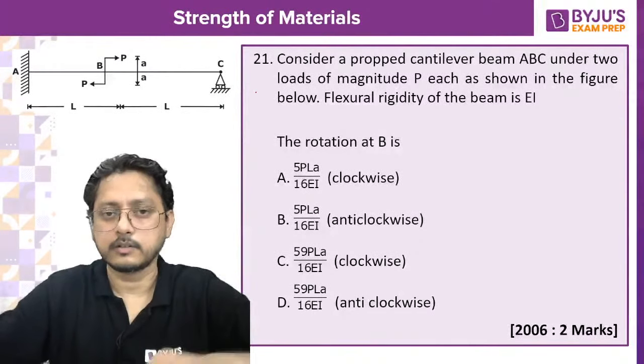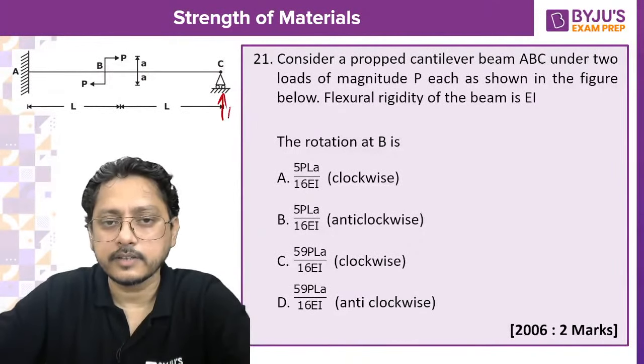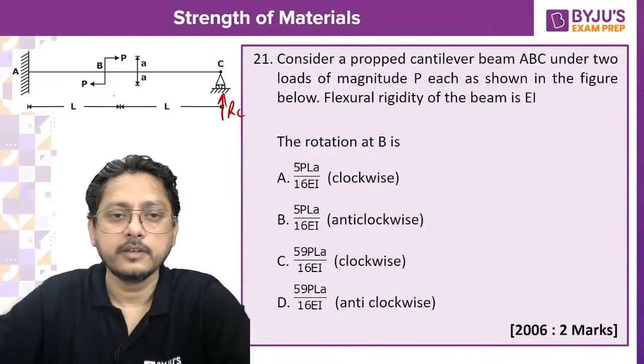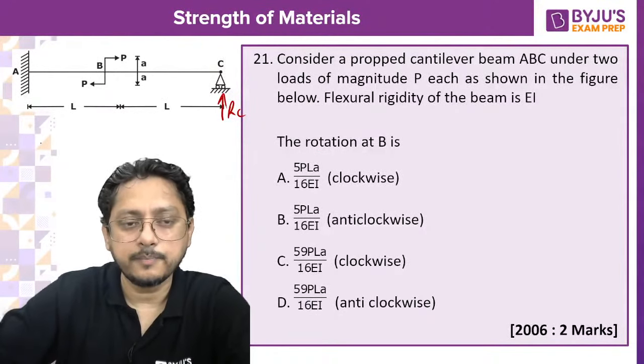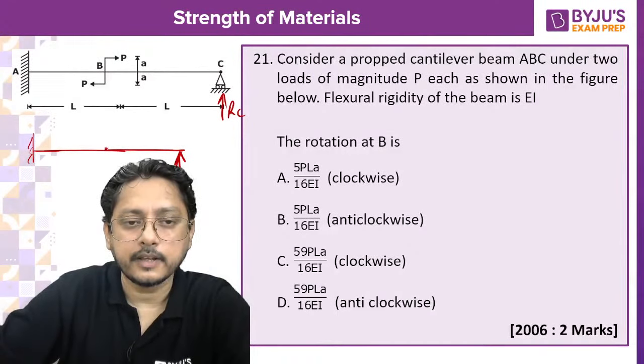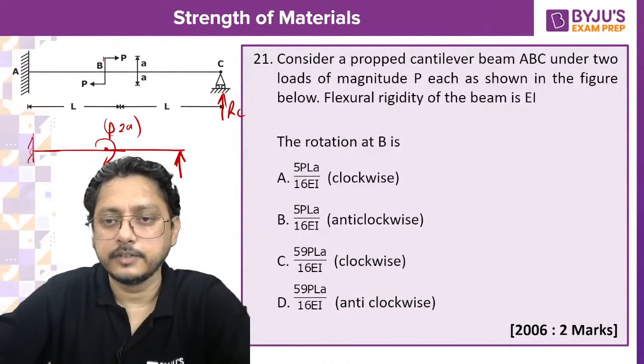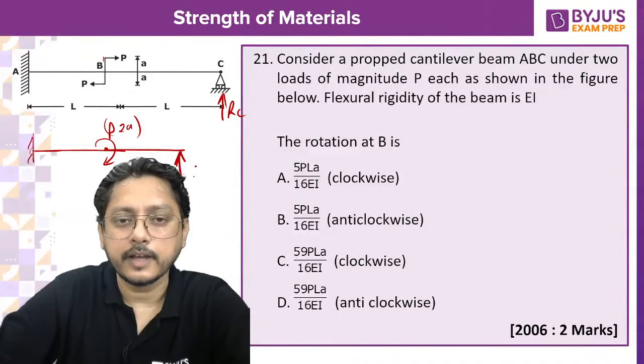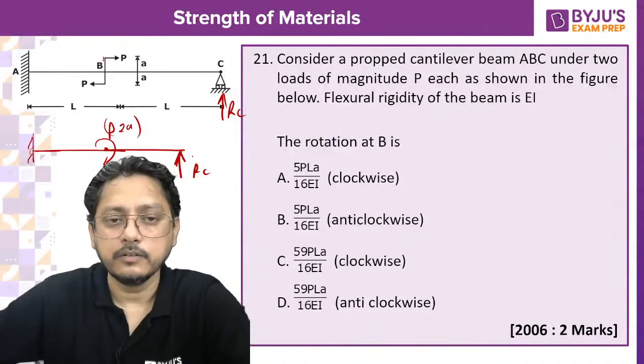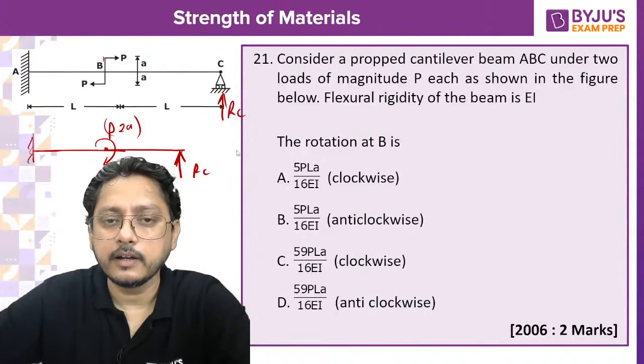Here you have a reaction that is RC. Now what will be the RC reaction? So you have a reaction here and you have a moment here. What is the value of the moment? P into this distance, which is 2A. So P into 2A, and here you have a reaction that is RC. Now the question is asking for the reaction, no?